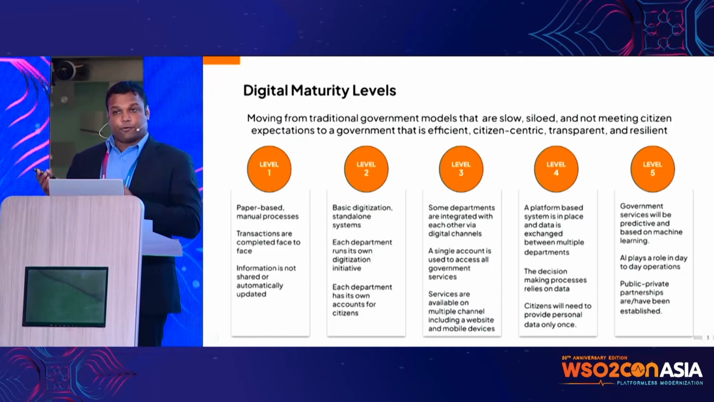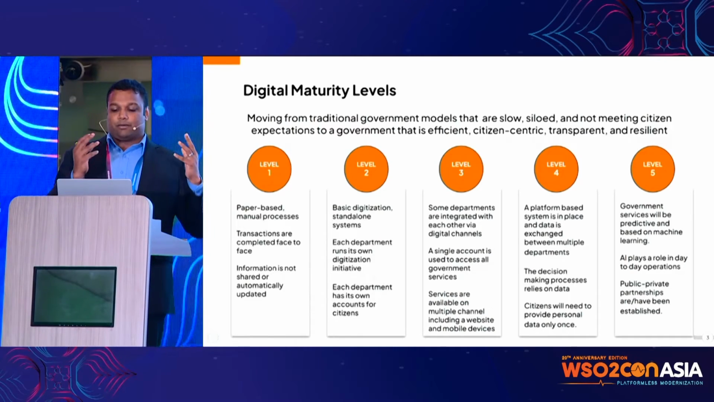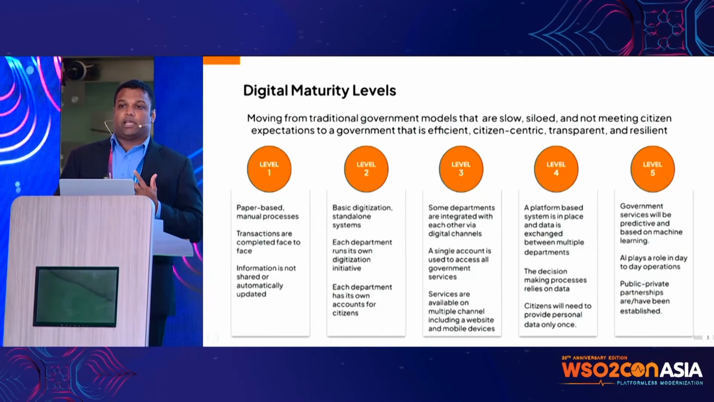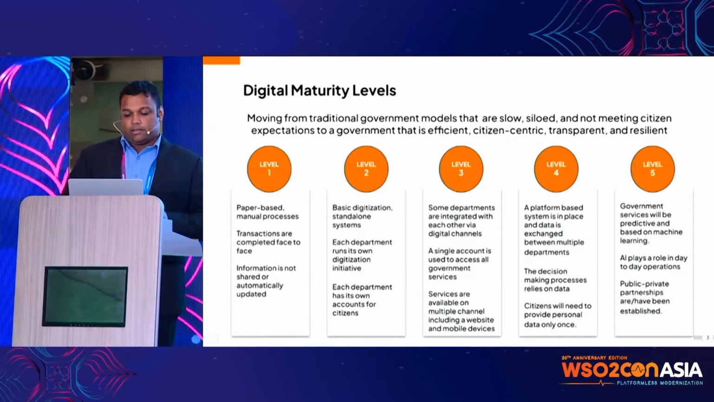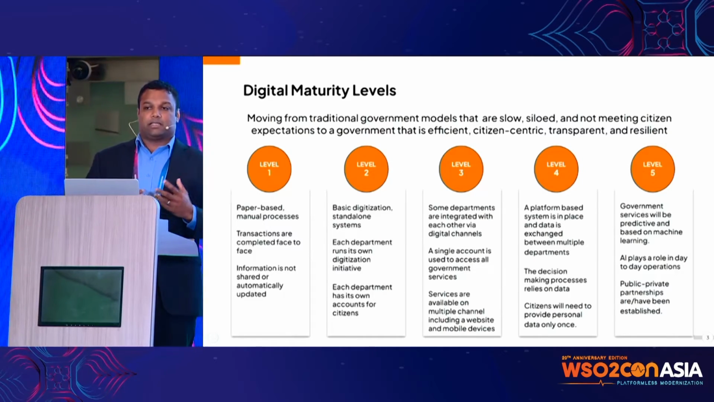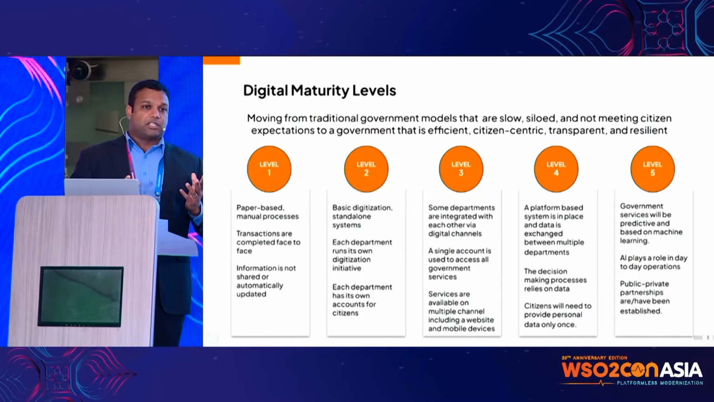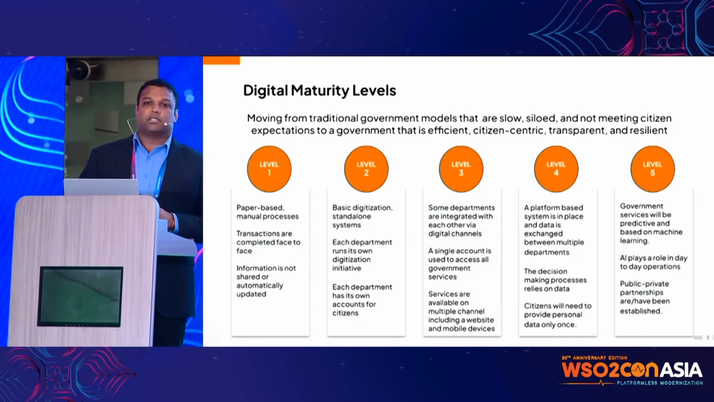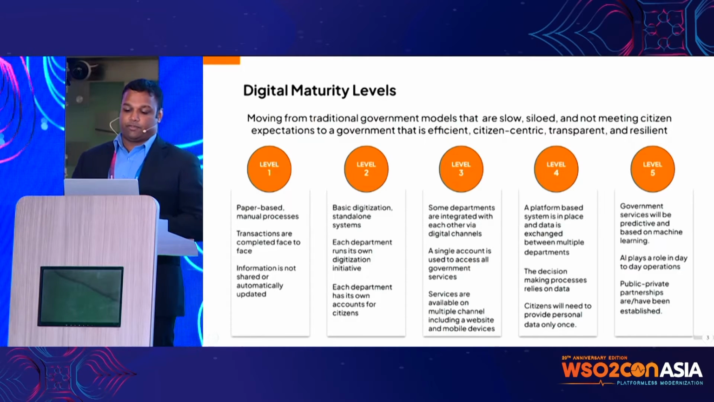Right? Level 4, on the other hand, is more mature in the sense that there's an entire platform, a system, to allow government agencies to share information with each other, obviously with citizens' consent. The decision-making in these environments is based on the data and the metadata that's produced by these platforms. Citizens will only need to provide data once, and that will be shared across agencies as long as the citizen provides consent to share that information.